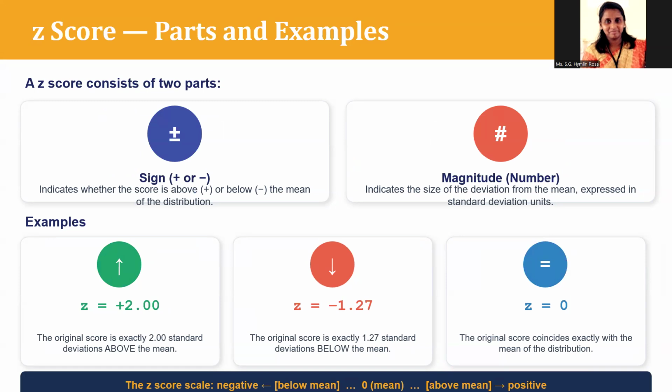So this is about the basics of normal distribution and Z score. So hopefully you have understood this. Thank you.